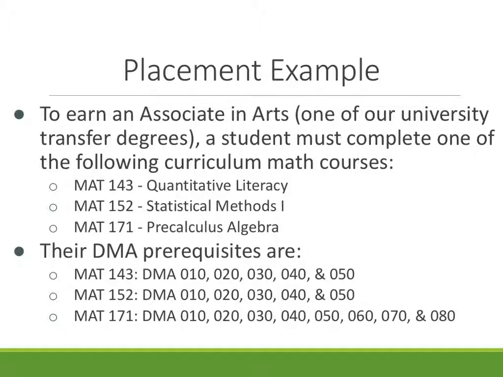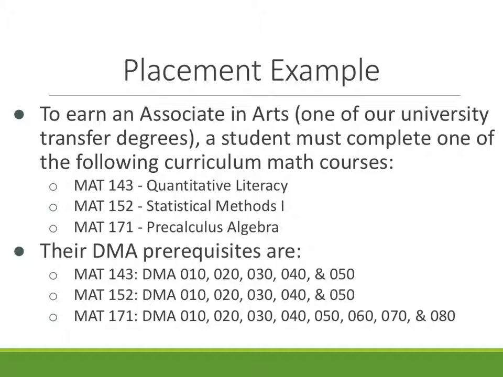So for Math 143, that quantitative literacy course, that DMA prerequisite is 10, 20, 30, 40, and 50. So there are 5 different DMAs that you must either show proficiency on with your placement test examination or take if you need them before you could start that math course. 152 has the same prerequisites, DMA 10, 20, 30, 40, and 50. You must either take or show proficiency on the placement test before you can take Math 152.